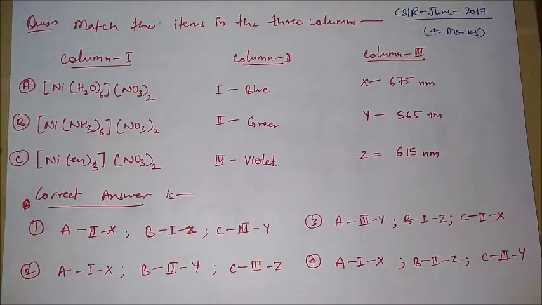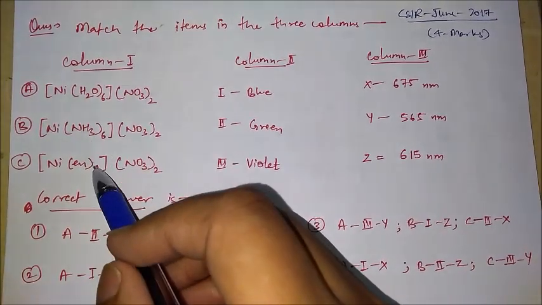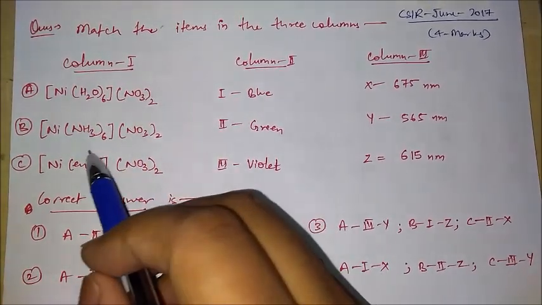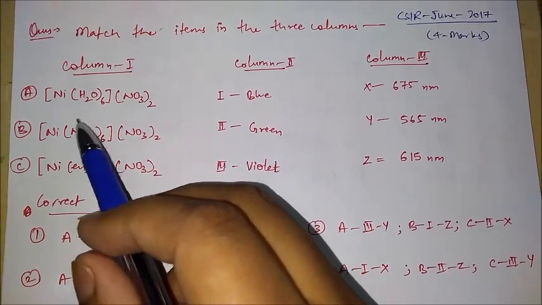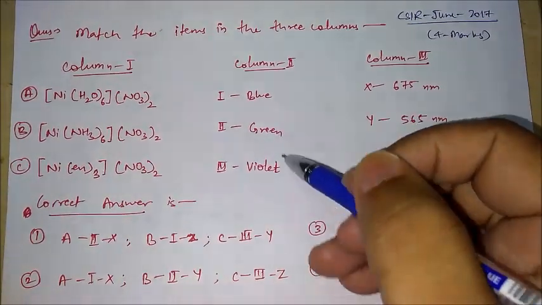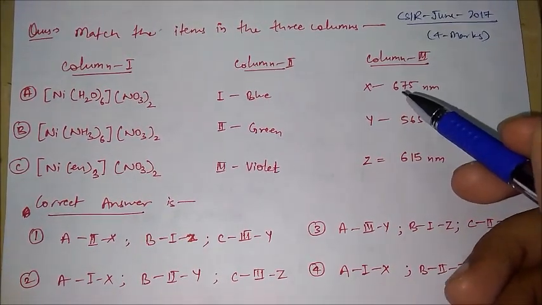For this problem, you have 3 different complex compounds in which everything is the same, just the ligands are different. We have water as a ligand, then ammonia, and then ethylene diamine. Here you are given the colors, and here the wavelength which it will absorb.